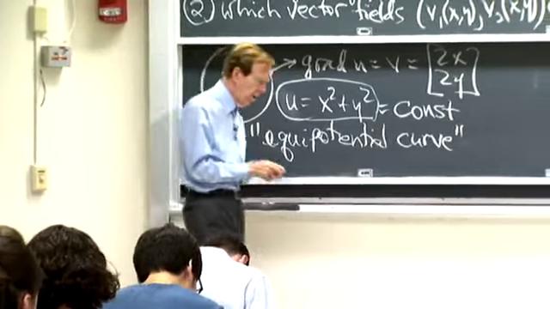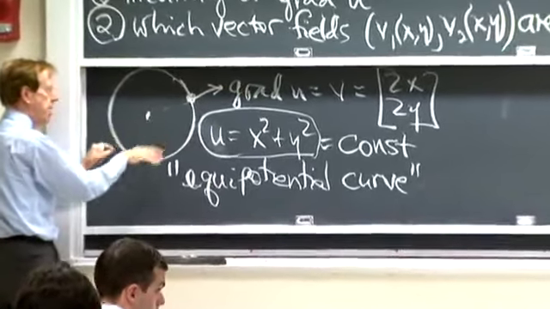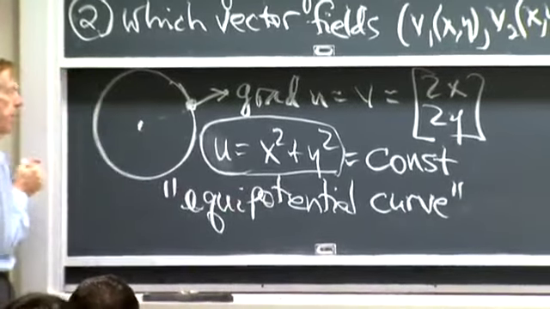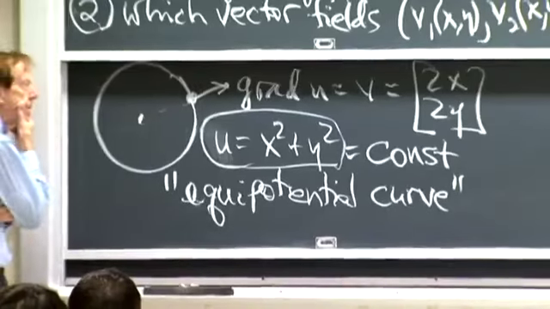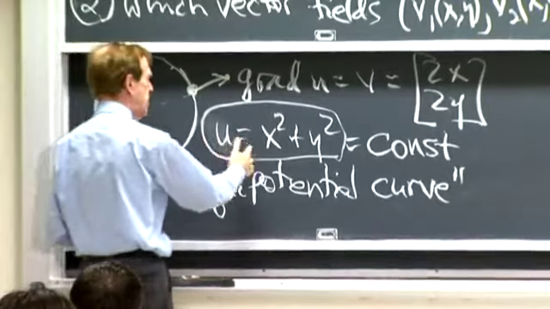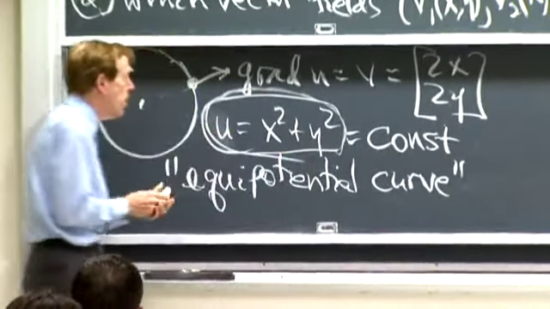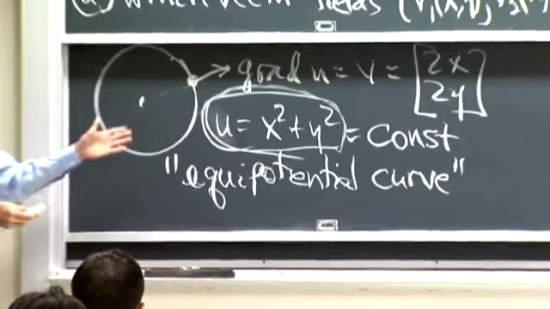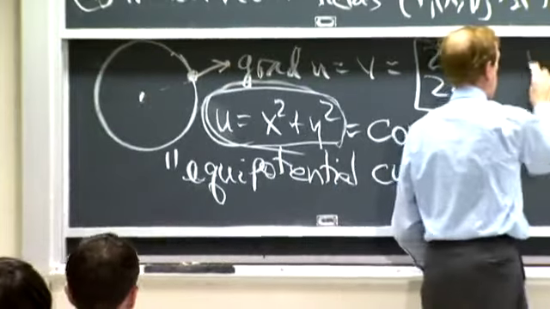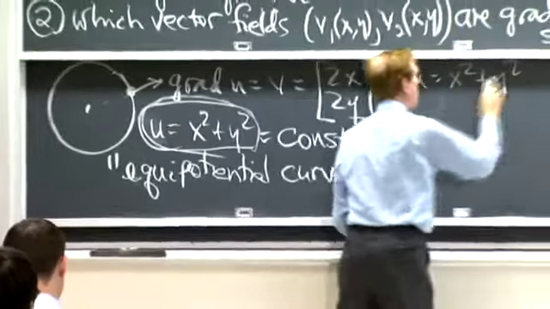It tells you which direction is perpendicular to the curve. Now, how do I understand that? How do I see that? I think of this, let me try to draw the whole surface, u equal x squared plus y squared. What would that whole surface look like? Let me try to put that picture.